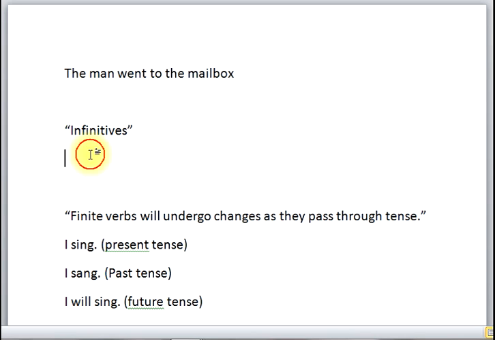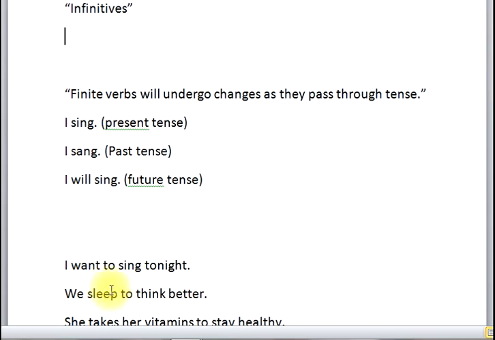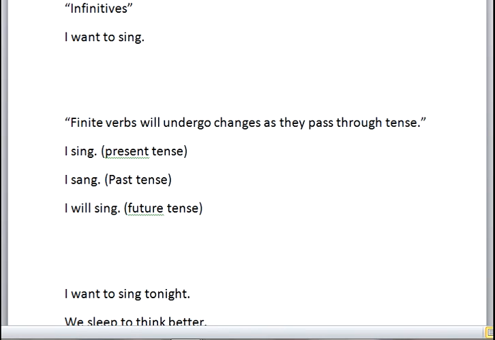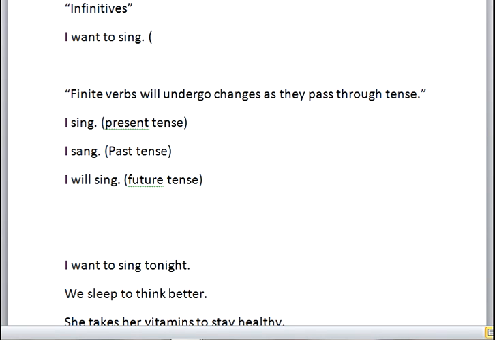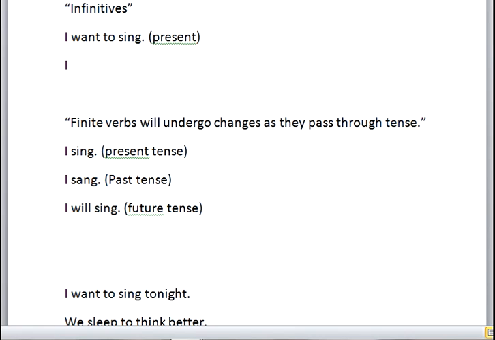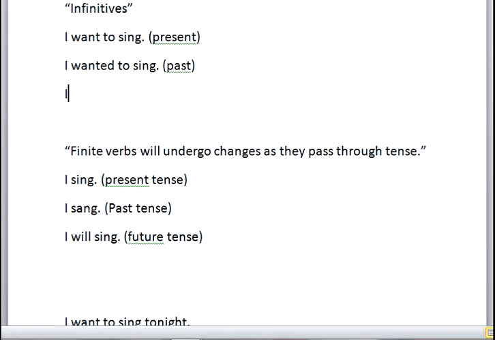But now let's go with, I had one down here: I want to sing tonight. Let's go up here and say, I want to sing. That's present tense, right? Now, I wanted to sing. This is past tense. I will want to sing. This is future.